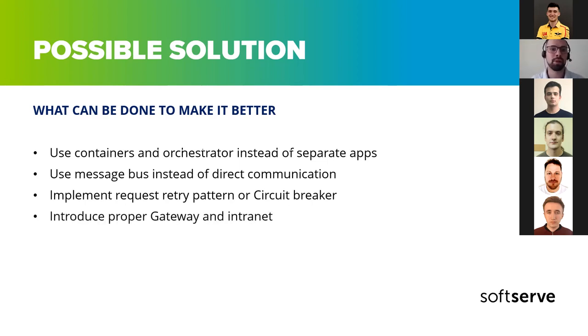And introduce proper gateway service and intranet, meaning that, for example, in this case, even though you can put restrictions on the Azure app services, it requires additional actions. By default, all those app services were available to the outer world, to the network, and you could access them and send some requests to them, which is not very good because for the microservice architecture, all the communication should happen through the gateway as a rule of thumb.